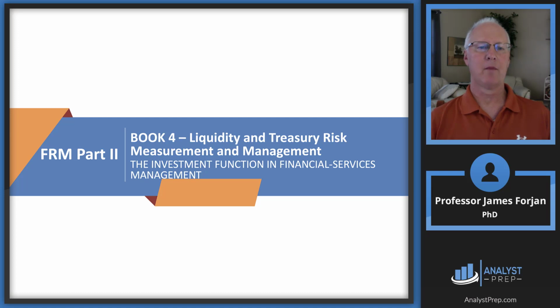This is FRM Part 2, Book 4, Liquidity and Treasury Risk Measurement and Management, and the chapter on the investment function in financial services management. This chapter is taken from a textbook called Bank Management and Financial Services, and one of its authors is an academic, used to be a professor at Old Dominion, so we're used to reading these kinds of chapters.